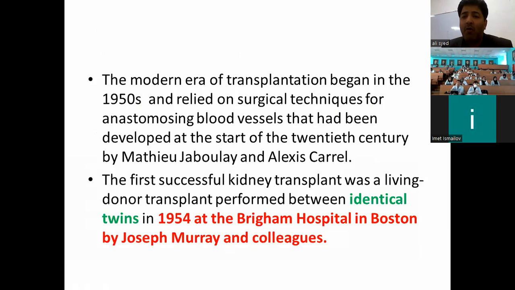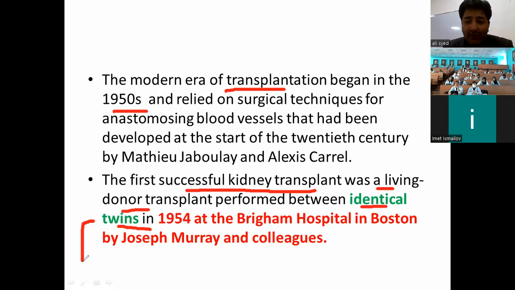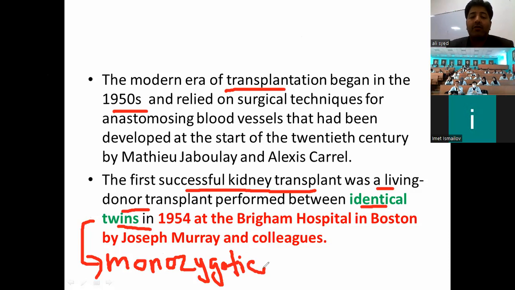See here, everyone. The modern era of transplantation begins in the 1950s. This history is very, very important because many questions are asked from the history also. But please remember the very important thing which all of you must remember: the first successful kidney transplant was a living donor transplant performed between identical twins in 1954. And these identical twins are which ones? They are monozygotic identical twins. Monozygotic. Okay. And it was done by Dr. Joseph Murray and his colleagues in 1954.